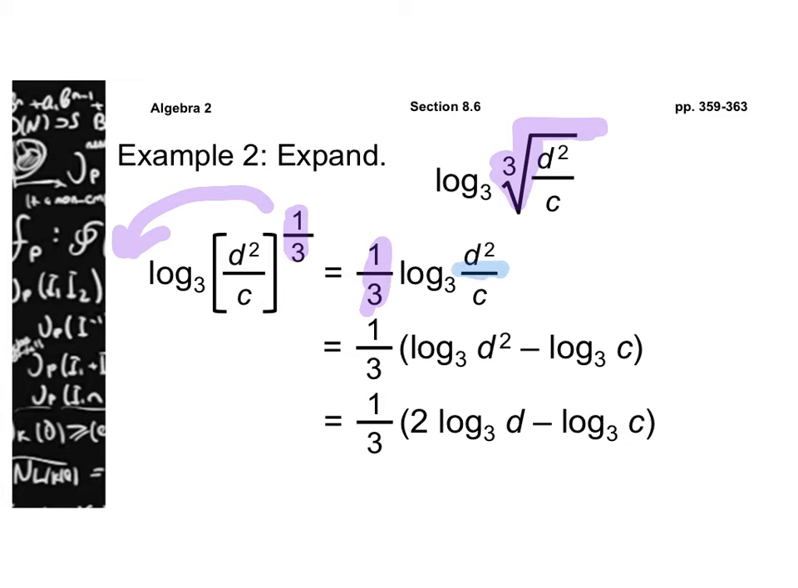Once I see it's divided, I can change that into subtraction. Log base 3 of d squared minus log base 3 of c, multiplied by 1/3. Okay, now I still have this exponent up here, so I can bring it down front, and there it is. So I have 1/3 times 2 log base 3 of d minus log base 3 of c.